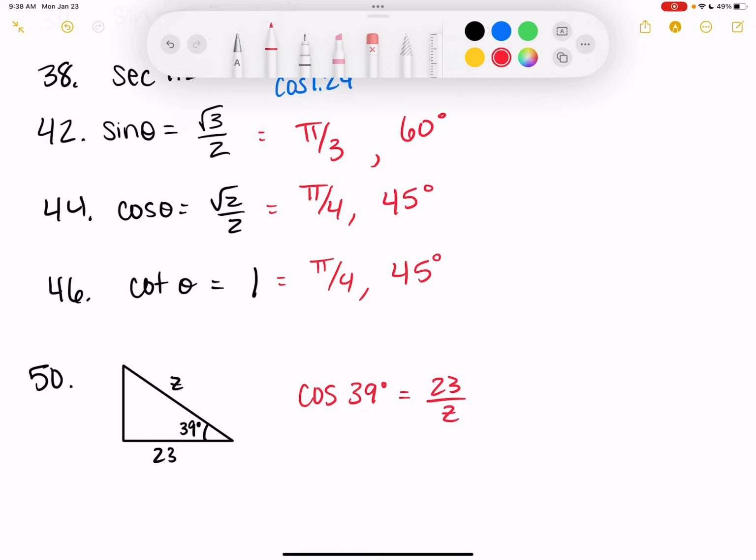So what trig function associates these three things that are given to you? Cosine. So cosine of 39 degrees is equal to adjacent, so it's 23 over hypotenuse z. Then I can flip z and 39 degrees because essentially I'm multiplying by z divided by cosine of 39. So z is equal to 23 over cosine of 39.